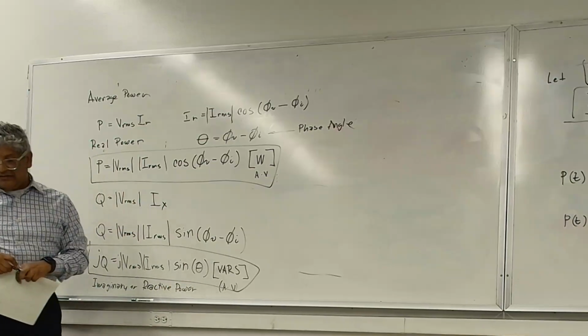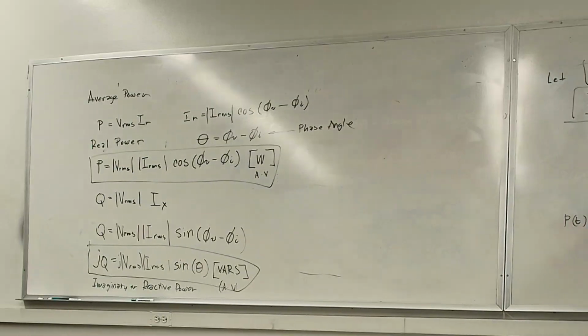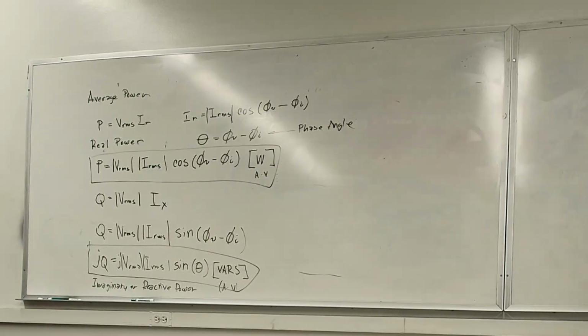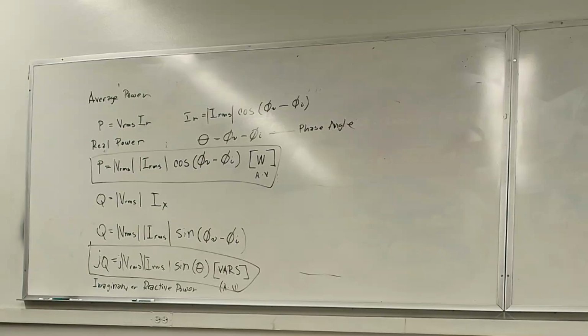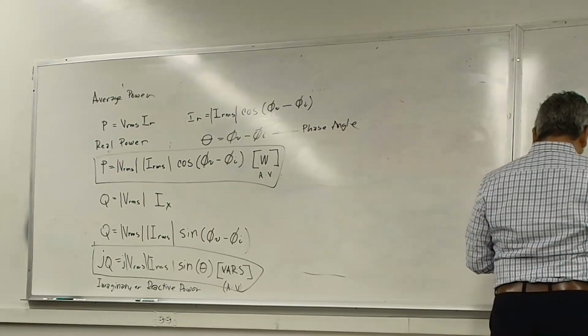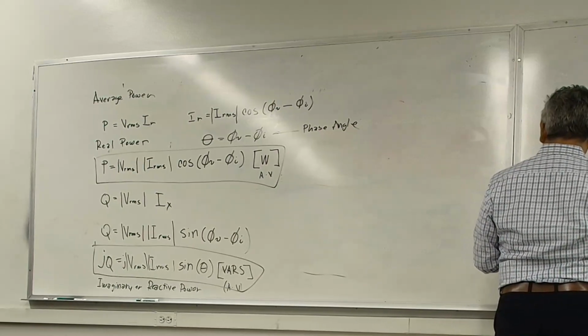All right, so with that, I can also derive or define a third measurement for power, which is what we call apparent or complex power. And the apparent power, I'm going to go here. Your apparent power is equal to, do I have it here?